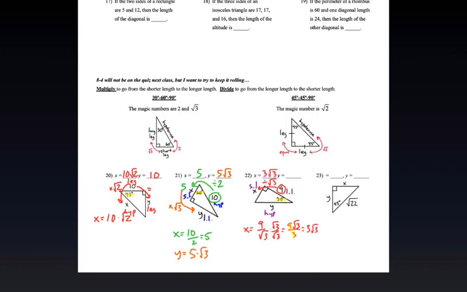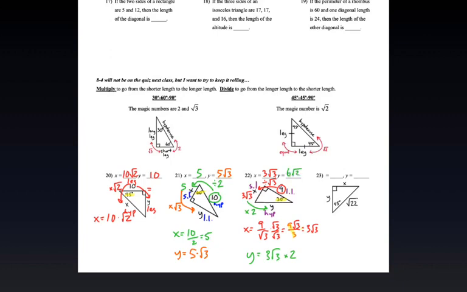And finally, going from the short leg to the hypotenuse, I'm going to go smaller to bigger and multiply by the magic number 2. 3 square root 3 times 2 gets us 6 square root 3. Let me write that in, because I didn't. Thought I did. 6 square root 3.